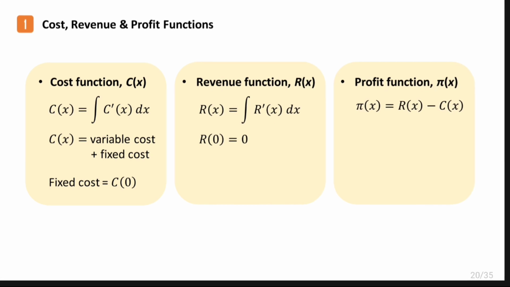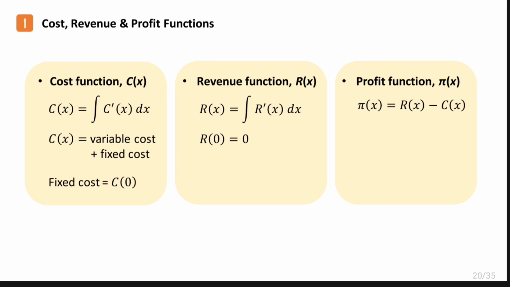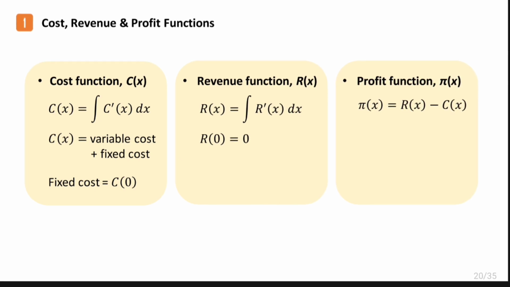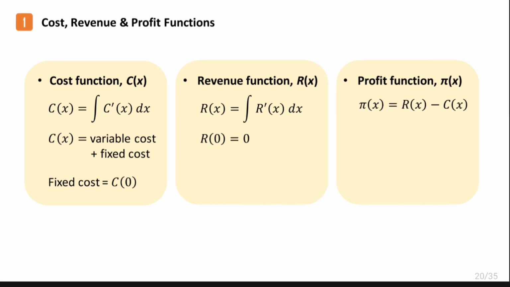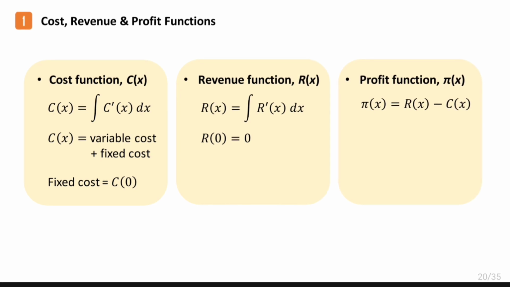First, cost function C(x). To find C(x), we just integrate C'(x) dx. C(x) is variable cost plus fixed cost. C(0) is fixed cost. Next, we have revenue function, R(x). To find R(x), we integrate R'(x) dx. And R(0) always equals 0. Why R(0) equals 0? Since when we do not produce anything, we will not get any revenue.